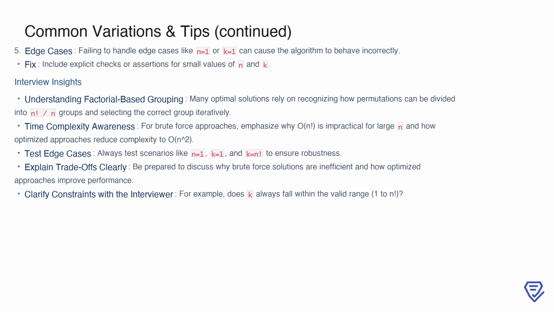Testing edge cases like n equals 1, k equals 1, and k equals n! demonstrates a thorough understanding of the problem. Additionally, it's important to clearly explain trade-offs, such as why brute force methods are impractical and how optimized methods improve performance. Lastly, always clarify constraints with the interviewer, like verifying whether k is guaranteed to be within the valid range of 1 to n!, to avoid unnecessary assumptions.